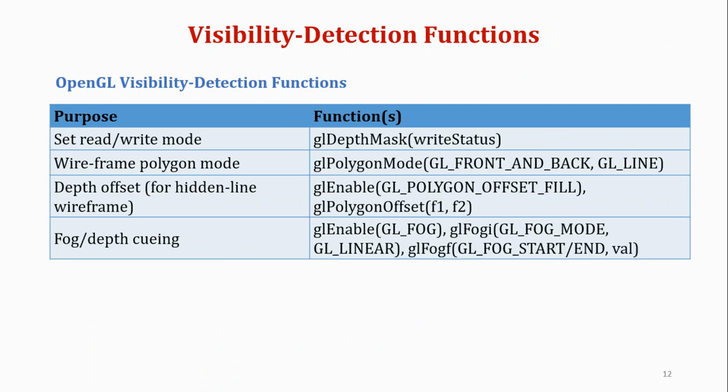And the next function, check out glPolygonMode. This glPolygonMode displays the objects as a wireframe. And check out fog: glEnable with GL_FOG creates a depth-based fading effect. That is glEnable, glFogi, and even glFogf.